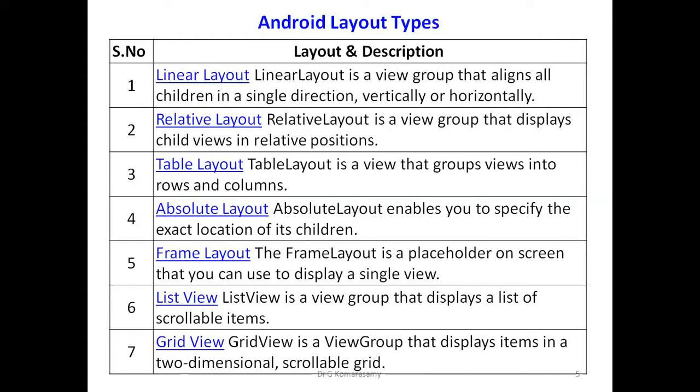Whereas frame layout is a placeholder on screen that you can use to display a single view. There are no multiple views, only a single view. That is a frame. Already we discussed in HTML, CSS how to create a frame. Each window we can categorize into multiple divisions. That is called a frame, right? Another important view is list view. Of course, we all know that a list is a line by line representation. Whereas grid view displays the number of items in a two-dimensional, scrollable grid. You can get it. So these are all the types of layouts.